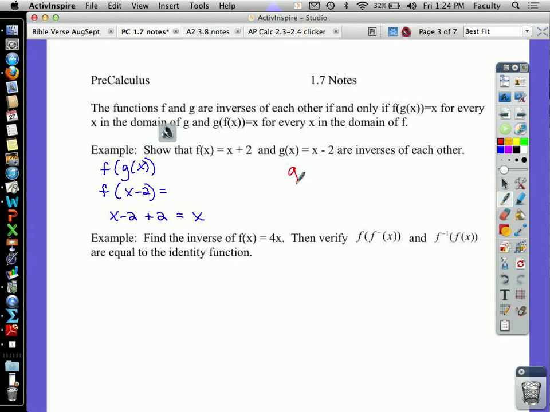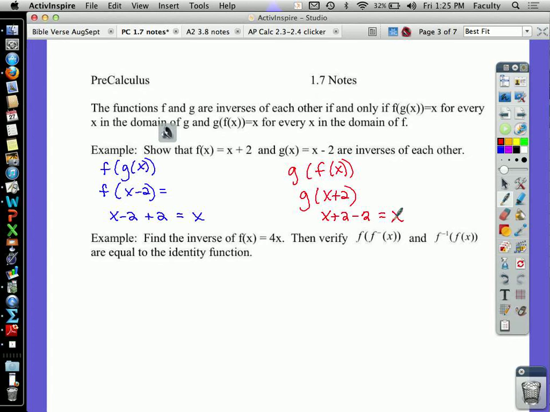Then we're going to do the other direction, g of f of x. But f of x is x plus 2. So you go to g, and g says take the input minus 2. The input is x plus 2 minus 2. So f and g are inverses of each other because f of g of x equals x and g of f of x equals x.